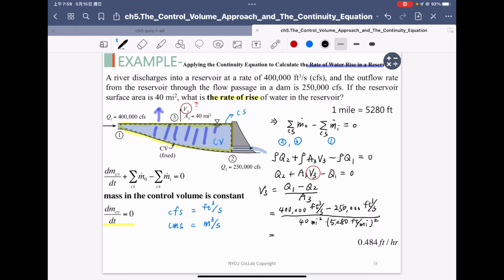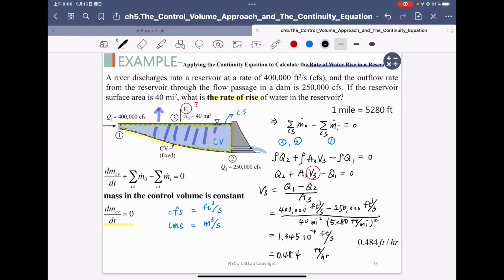So the answer from my calculator here is 1.345 times 10 to the power of minus 4. The unit here is feet per second. So we can convert the unit to feet per hour. We can multiply the answer by 3600 seconds. So that will equal 0.484 feet per hour.